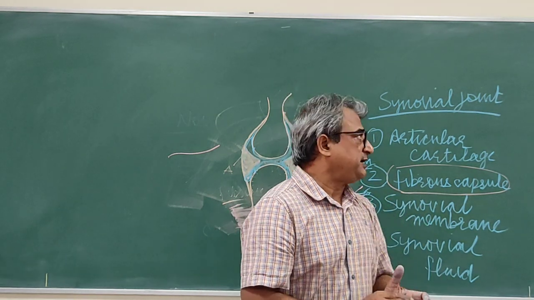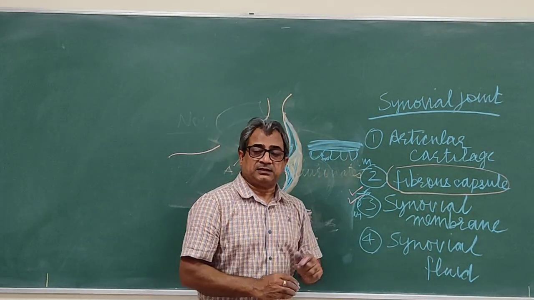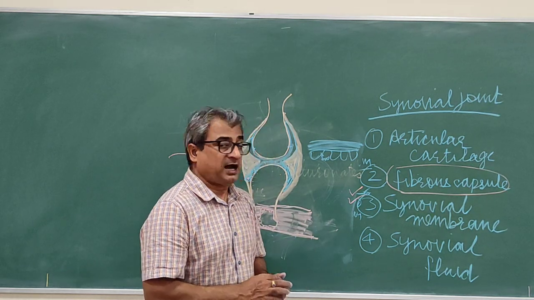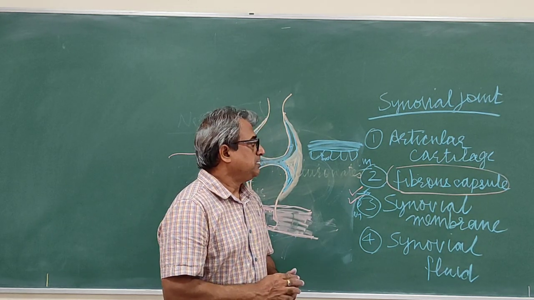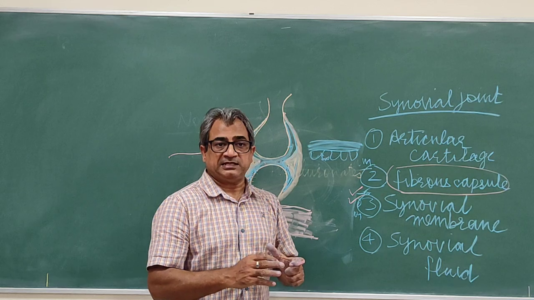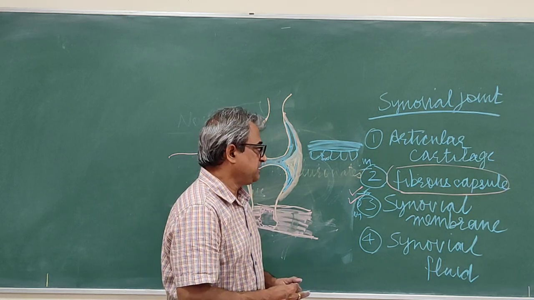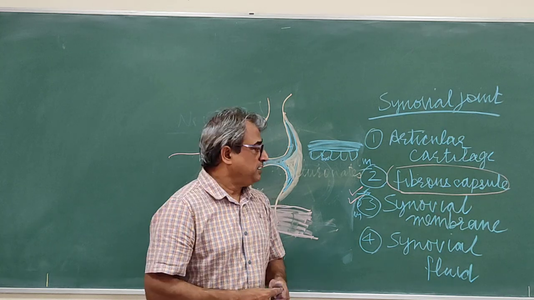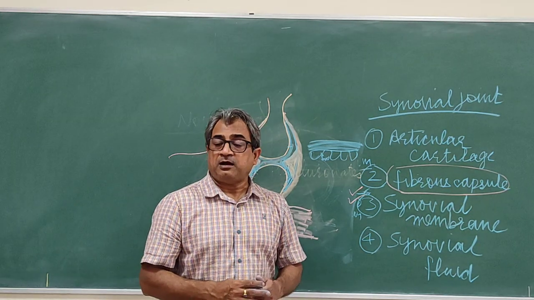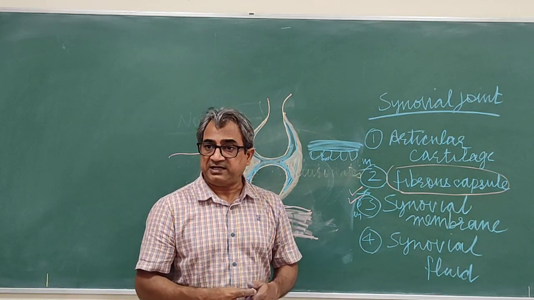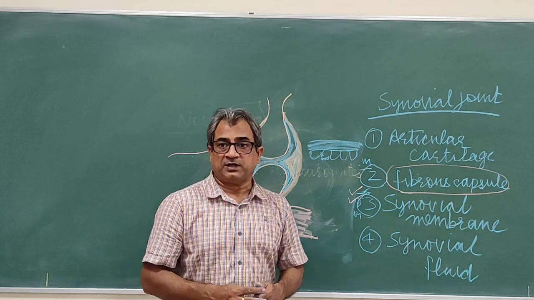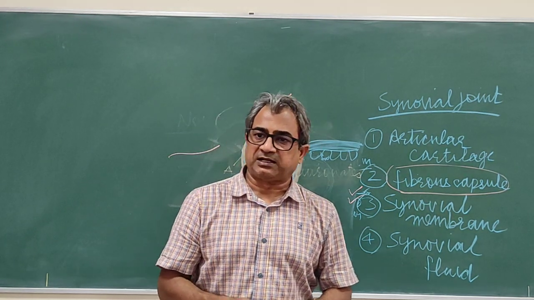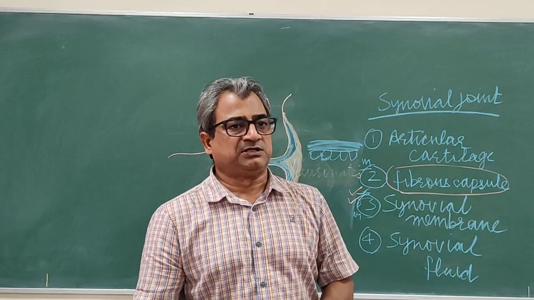So these are four important components of a synovial joint. Just quickly: articular cartilage, having various kinds of modification in the surface; the fibrous capsule, primarily for the strength of the joint; the synovial membrane, for the nourishment of the joint cavity; and synovial fluid, of course, through which the synovial membrane nourishes the joint cavity. So this is about the synovial joint.